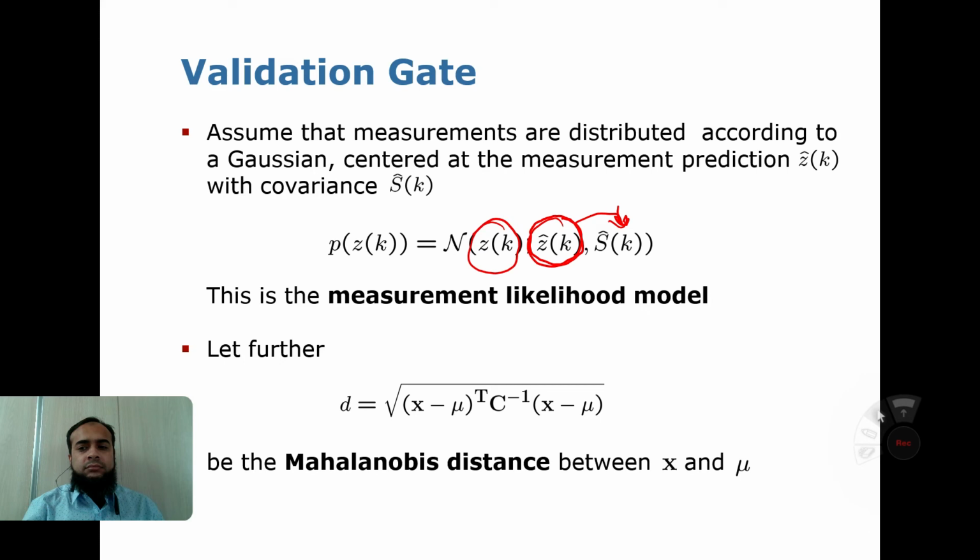For the generation of the validation gate, we use the Mahalanobis distance between x and nu. This is the Mahalanobis distance between x and nu, where x is the observation and nu is the mean value of the observation. This is the formula for calculating the distance between the observation and the mean value of the observation, and c is a constant.